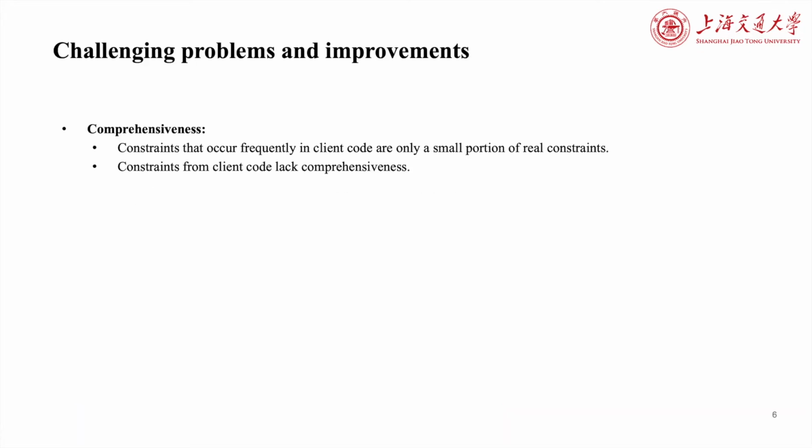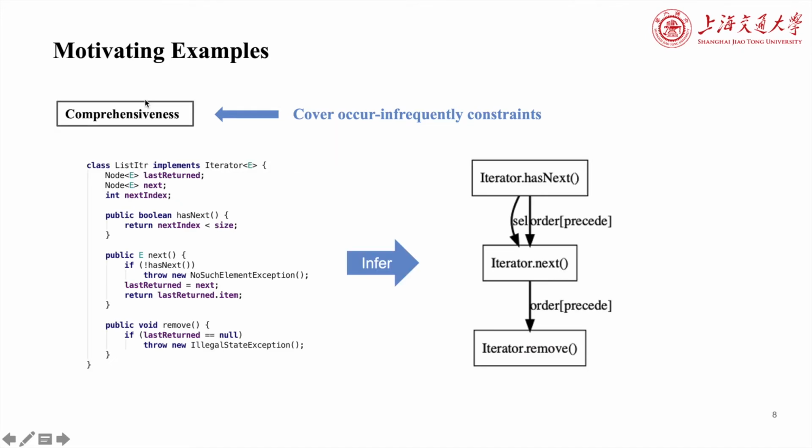There are 3 challenging problems when mining comprehensive and correct constraints, which result in the low recall and precision of previous research. The first challenging problem is comprehensiveness. Constraints from client code are only a small portion of real constraints that occur frequently. Our treatment is to cover infrequently occurring constraints through mining from library code. Here are some motivating examples to illustrate the above 3 challenging problems.